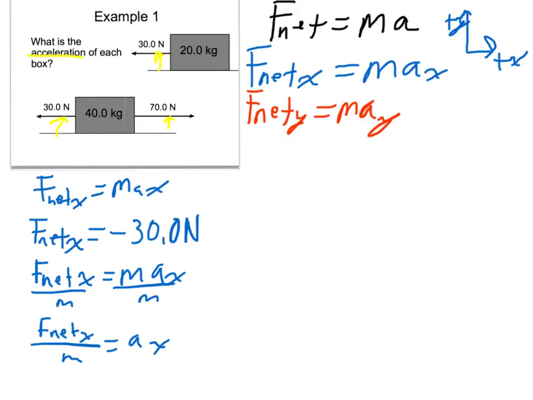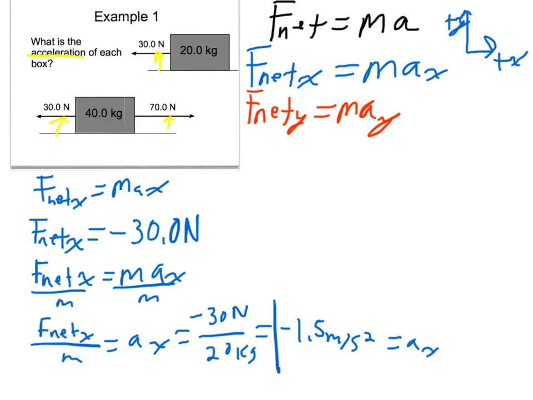Now I just plug in the numbers for F net x, which was negative 30 newtons, and my mass, which was 20 kilograms. So this is negative 30 newtons over 20 kilograms, which gives me negative 1.5 meters per second squared. And that's the acceleration in x, ax. Okay, I'm going to box off a little area to do y in, because I don't want these to run together even though I'm color coding them. So I'm going to do y over in this little area.